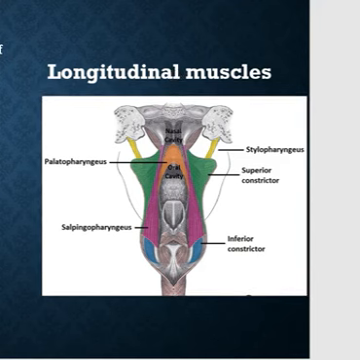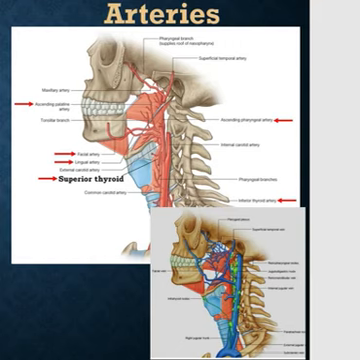Then talking about the arterial supply, the arterial supply of the pharynx comes from three major arteries: the facial artery, the lingual artery, and the maxillary artery. From our knowledge, we'll remember that these three arteries originate from the external carotid artery. Then talking about the venous drainage, the veins drain via the external palatine vein, which also drains to the pharyngeal plexus, which then empties into the internal jugular vein.